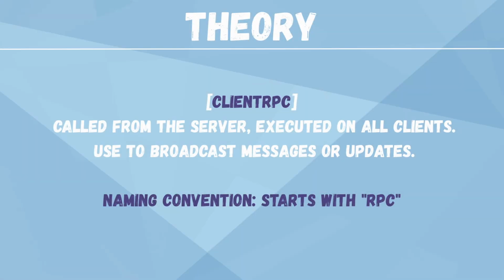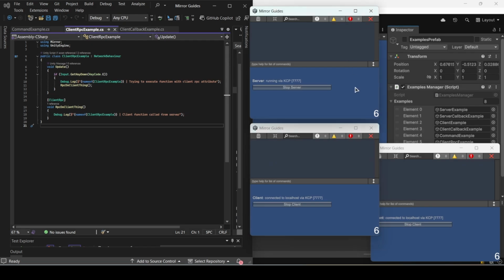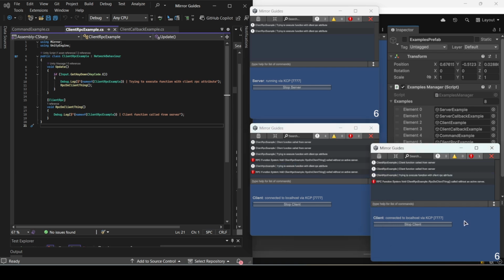ClientRpc is the opposite. Call it from the server, execute it on all clients. Great for syncing world changes. When calling from the client, we see an error, but from the server, the function is successfully triggered on every client.